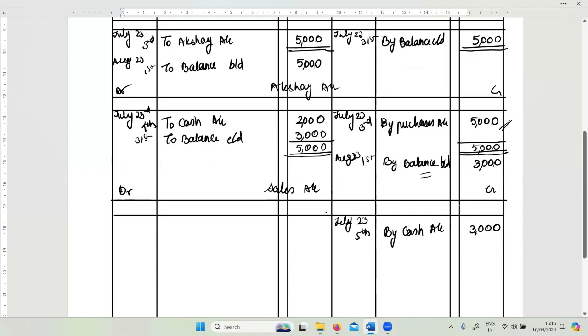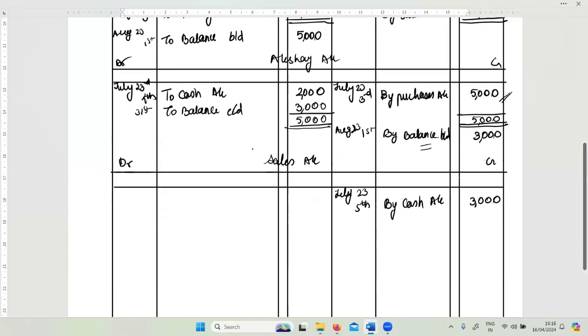The last part of this posting is the sales account. Now, sales account in this case, if you see, it has on credit side 3,000. So sales account is having a credit balance because credit side is more. So now what I have to do? I have to do the balancing by writing on the debit side, 31st of July, to balance carried down. Amount is 3,000. Close this.